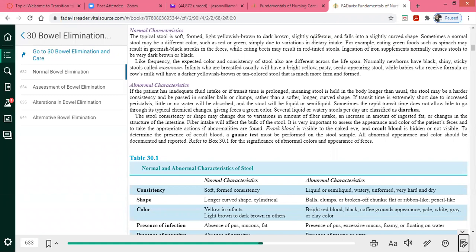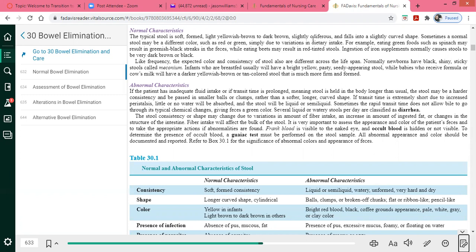The book talks about abnormal characteristics of stool. It informs you that if stool is held in the body longer than usual, the stool may be a harder consistency and be passed in smaller balls or clumps rather than a softer, longer curved shape. If transit time is extremely short due to increased peristalsis, little or no water will be absorbed, and the stool will be liquid or semi-liquid.